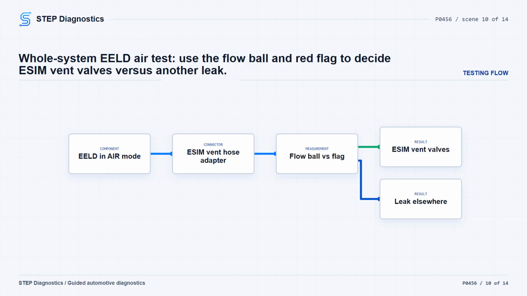If the ball stays above the red flag, the leak is not coming from the ESIM vent valves. Leak test with smoke, a hydrocarbon sniffer or bubbles, then repair or replace the leaking component. If smoke is present through the purge solenoid, replace the purge solenoid. After the repair, run the intrusive leak evaluation again to verify the repair.